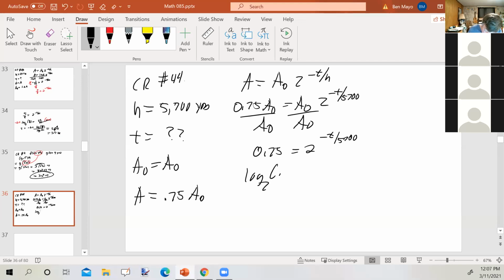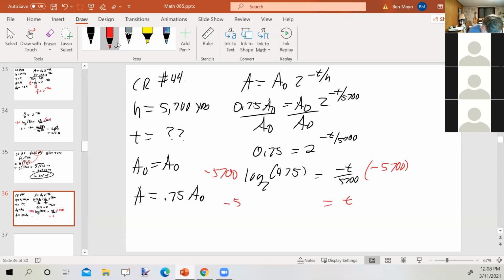Log base 2 of 0.75 equals negative T over 5,700. Multiply both sides by negative 5,700, and we get negative 5,700 times log of 0.75 over log of 2, using change of base. So T equals.